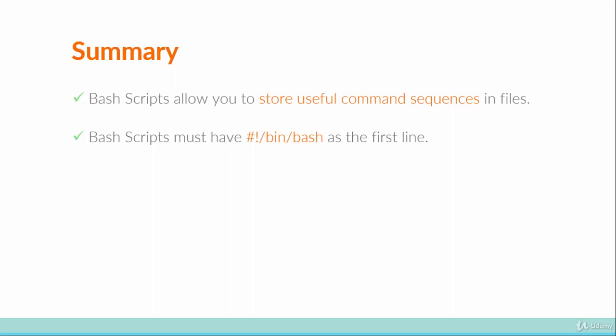Now, if you wanted to make a Python script, you could put as the shebang line something like #!/usr/bin/python3, and that would allow the script to be interpreted as a Python program. But this is how you do it in orange here for bash scripts.